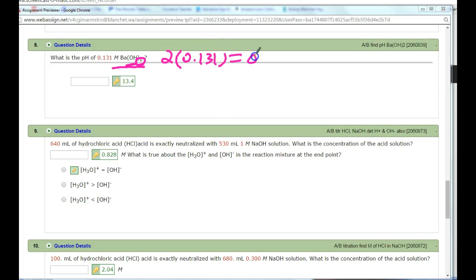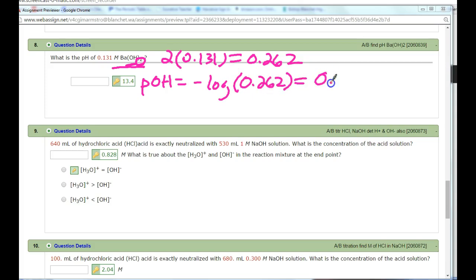And then you will plug it into the formula to find pOH. Because you have OH, you have to do the pOH equation first. So pOH is negative log of 0.262, and that gives you 0.581. And then to find pH, you just subtract that from 14. So 14 minus 0.581 equals 13.4.